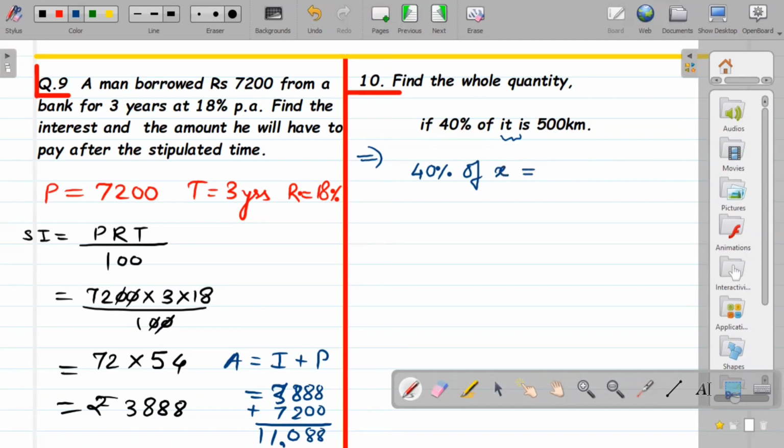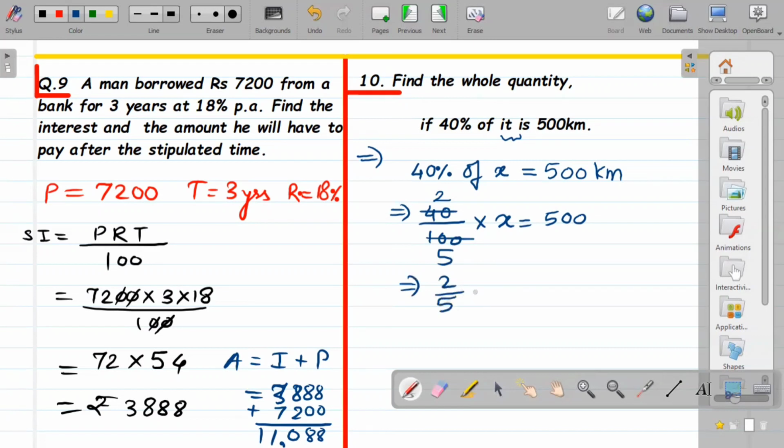Is equal to 500 kilometer, which will be as it is. Now moving onwards, removing all the data, 40% is nothing but 40 upon 100. Of is nothing but multiplication, x will be as it is, and 500 will be there. Now to solve this particular sum, x is the unknown quantity. So now we will solve the related terms. If we divide 40 and 100, 2 twos are 40, 25s are 100. So we will get 2 by 5 of x is equal to 500.